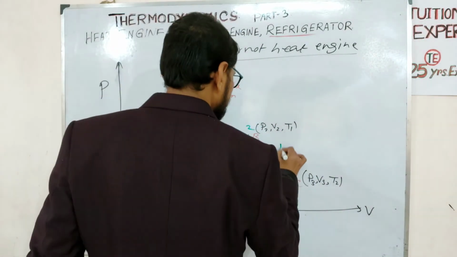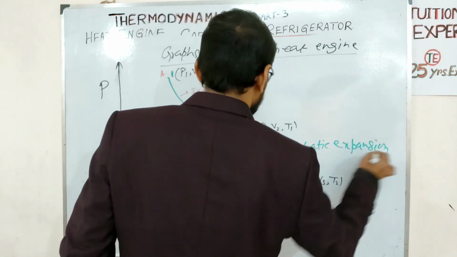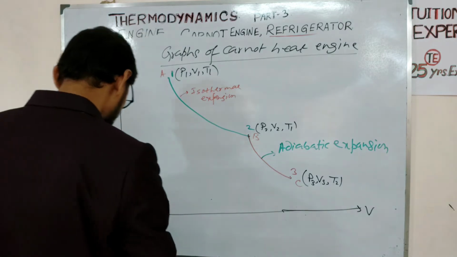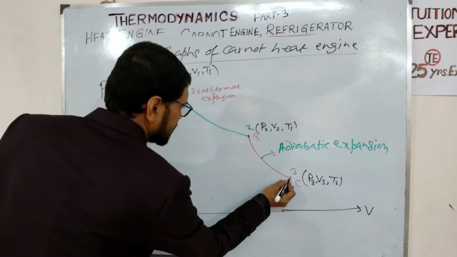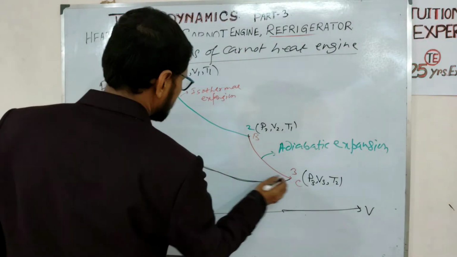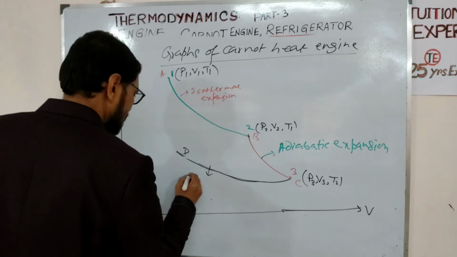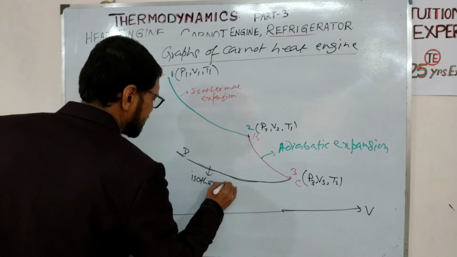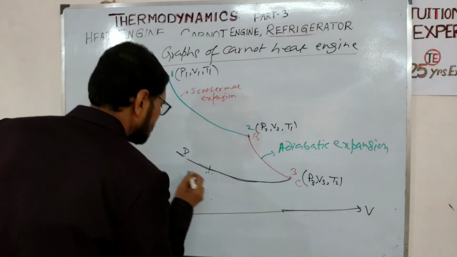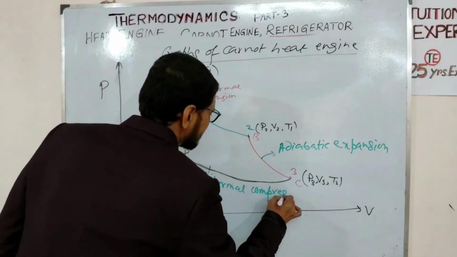So now this is adiabatic expansion. Now compression takes place. The third step is isothermal compression, that is, the gas is compressed. Suppose this gas is compressed this way, C to D. This is isothermal compression.